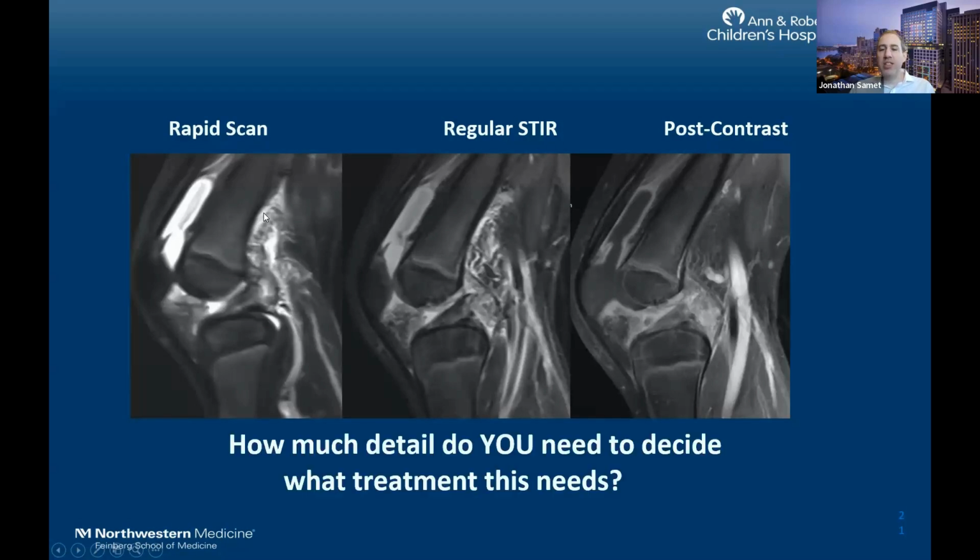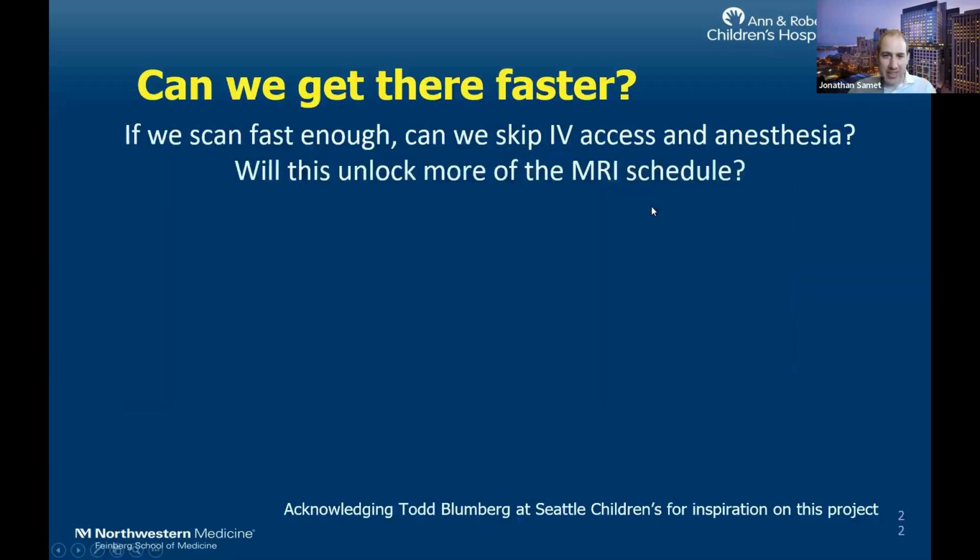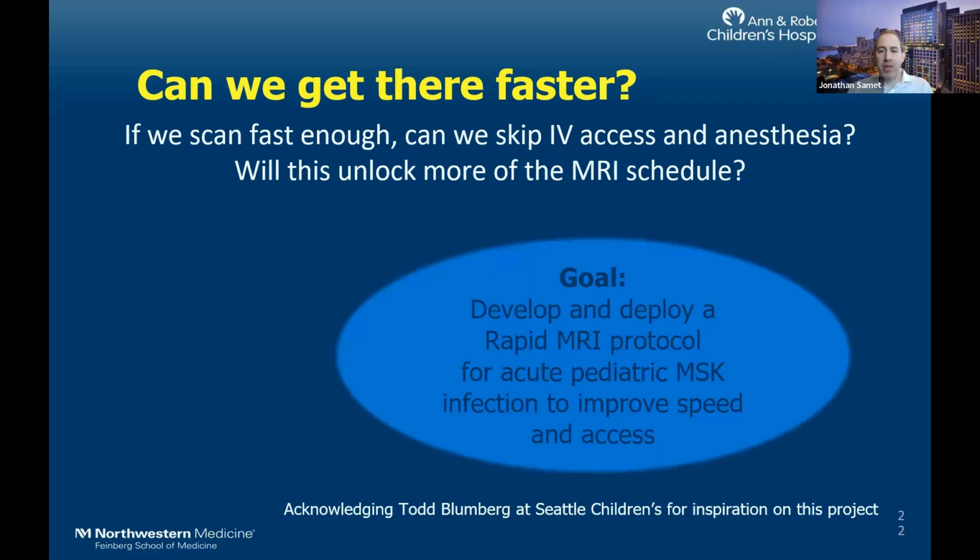How much detail do you need to decide what treatment this needs, right? You're going to tap the joint. You don't need to see the Mona Lisa, right? So can we get there faster? If we scan fast enough, can we skip the IV access? Can we skip the anesthesia? Will this unlock more of the MRI schedule?